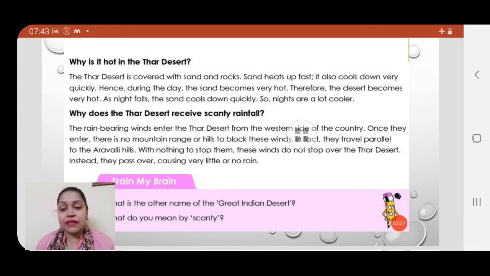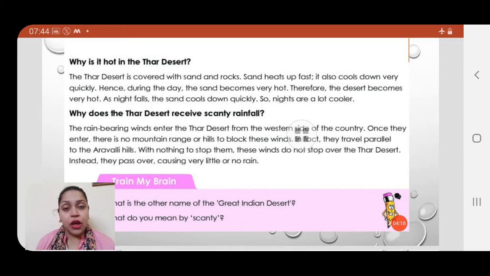We all know the Thar Desert is made up of sand and rocks. And you know, children, a unique feature of sand is that when sun rays fall on it, it heats up very fast, and also it cools down very quickly. When the day starts, the sand starts to heat up because of the rays of the sun, and during noon it is the hottest. So the whole of the Thar Desert becomes very hot, and as night falls, the sand cools down quickly, so nights are a lot cooler. It's very cool at night.